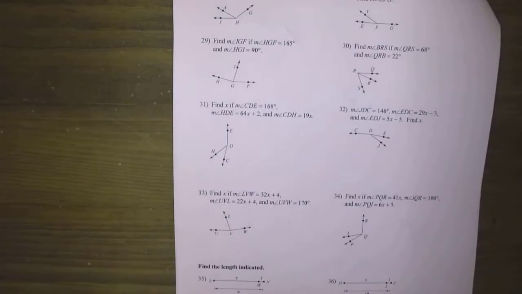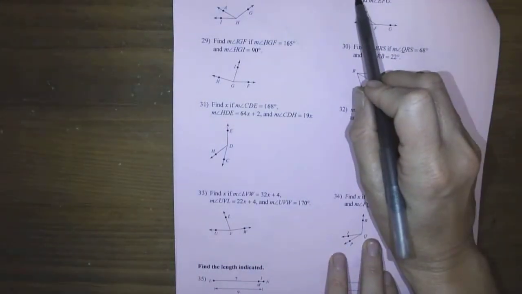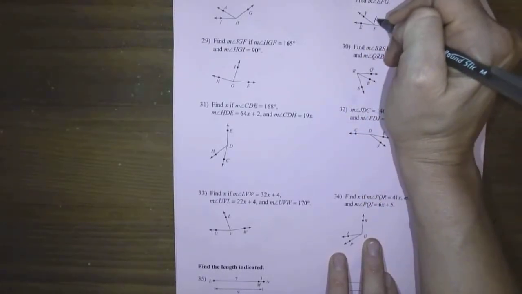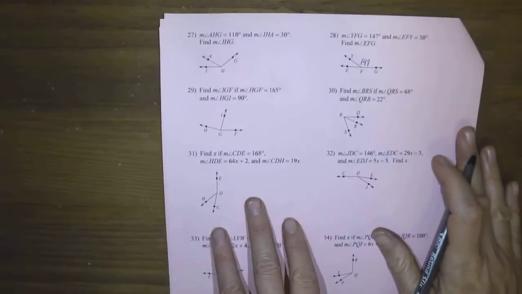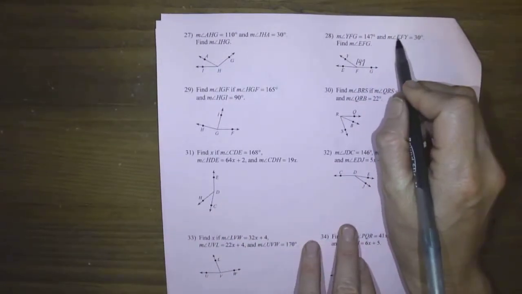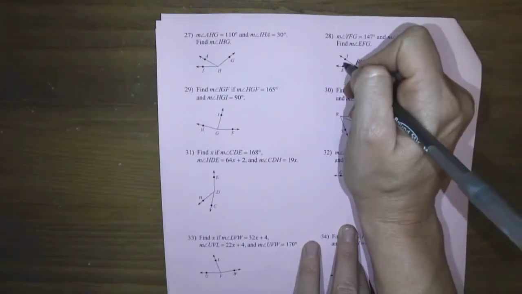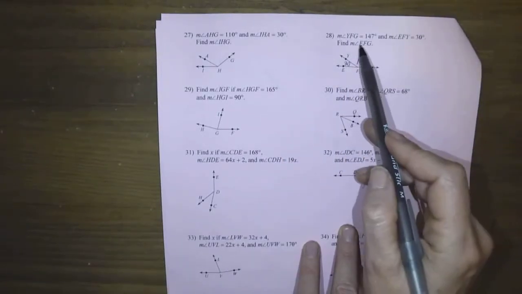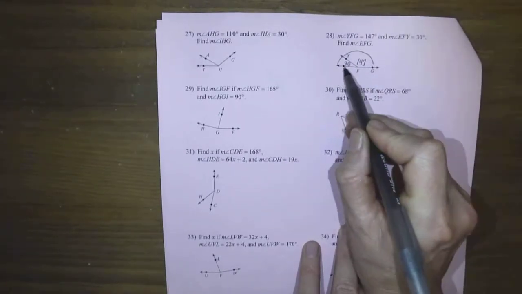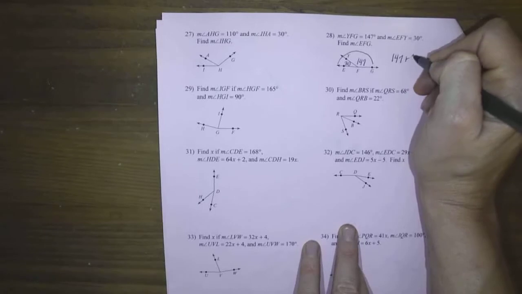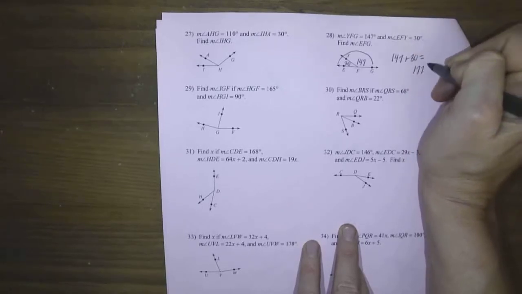The next section that I want to go over is not too tricky once you label what they give you. For example, in 28, it reads, this M means measure. Measure angle YFG. YFG is 147. Label it right on your picture. Next one, measure angle EFY. So you should be looking at 28 and you fill in EFY is 30. The question is EFG. EFG is almost a straight line. I'm going to add these together to get the whole thing. 147 plus 30 is 177 degrees.